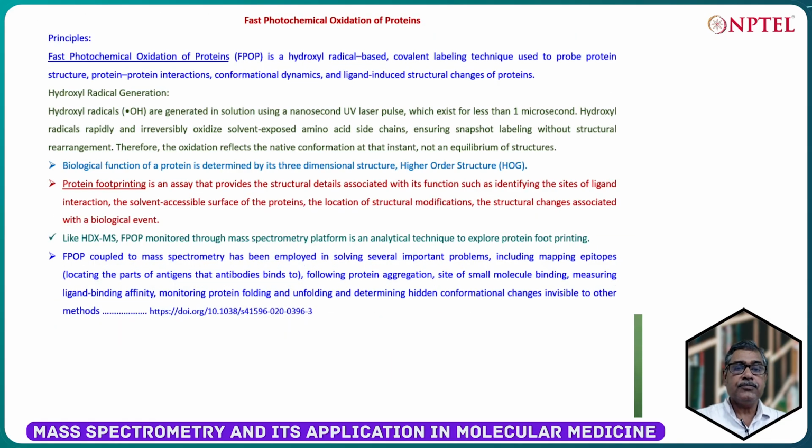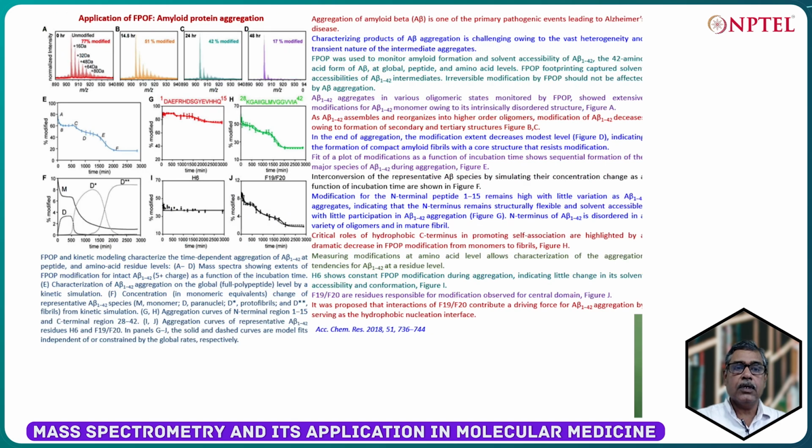Okay. So, now let us take one example, like the application of FPOP in amyloid protein aggregation. We know that the aggregation of amyloid beta protein, A beta, is one of the primary pathogenic events leading to Alzheimer's disease. Characterizing the products of amyloid beta aggregation is challenging because of the vast heterogeneity and transient nature of the intermediate aggregates, because it does not have a very stable structure, it is very flexible. So, characterization of any aggregate is not so easy.